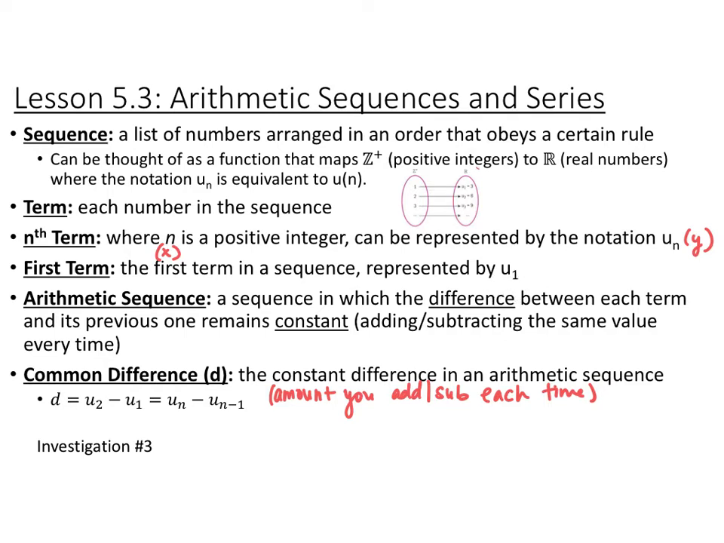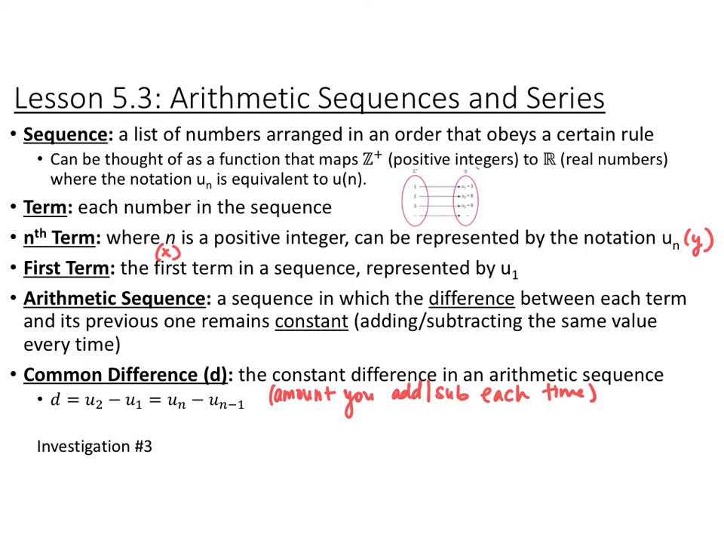An arithmetic sequence is a specific type of sequence where the difference between each term, or one term and the next term, is constant. And we call this difference the common difference, which we use the letter d to represent. So that's the constant difference between each term in the arithmetic sequence. It means you're adding or subtracting the same value every single time. So to get from one term to the next, you're always adding or subtracting the same value.